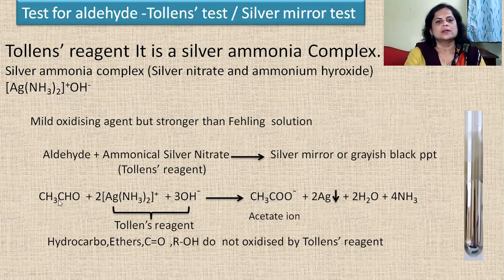Now see the test of aldehydes with Tollens reagent. Ag(NH3)2+ with OH minus, the mixture of these is called Tollens reagent. When we add Tollens reagent to acetaldehyde, we get the acetate ion and a silver precipitate, the silver mirror with a grayish black precipitate. The formation of the silver mirror is the observation for the Tollens test. Other organic compounds containing groups such as hydrocarbons, ethers and alcohols are not oxidized by Tollens reagent.